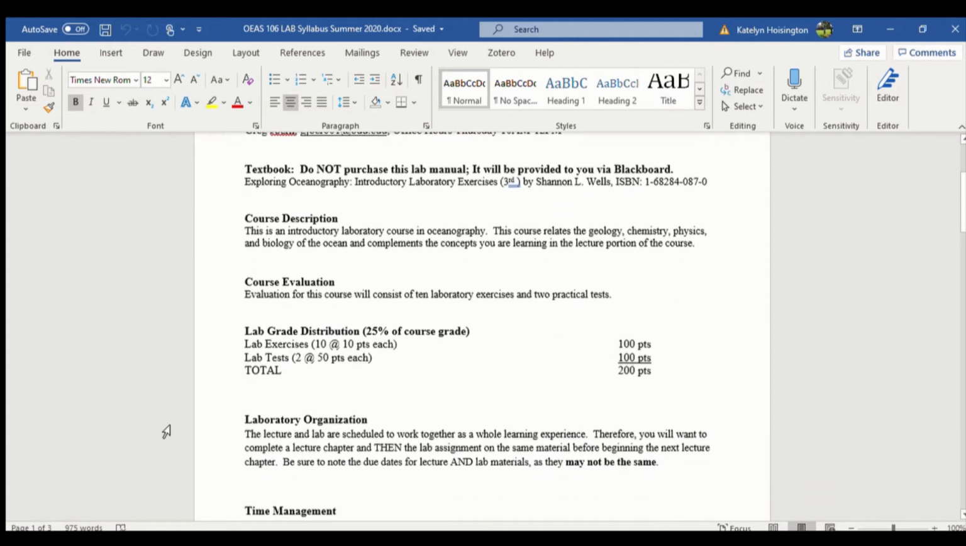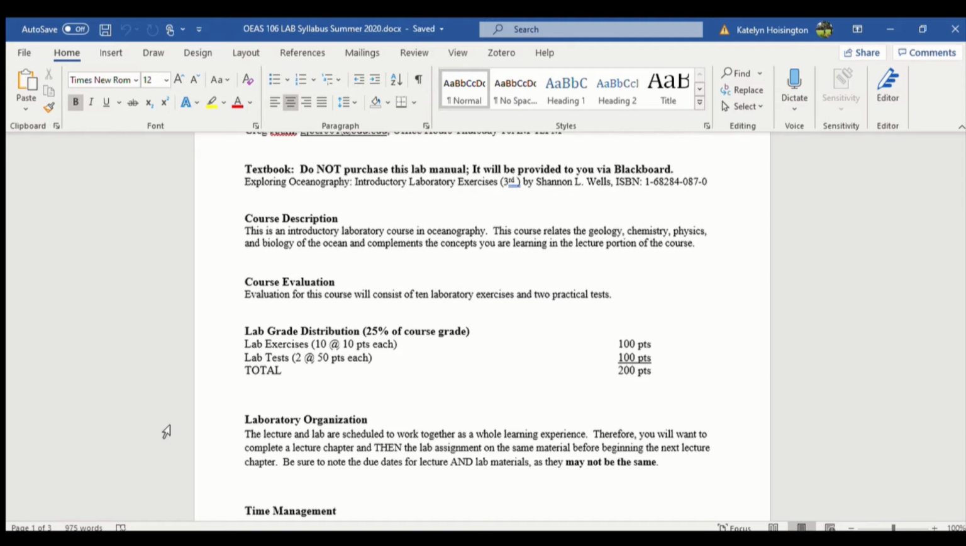So for course evaluation, this course will consist of 10 laboratory exercises and 2 lab practicals. The whole lab grade counts for 25% of your overall course grade, so this is a 4 credit hour course. All of these lab exercises count for 1/4 of that. So each of the lab exercises actually only accounts for a very small portion of your final grade overall.